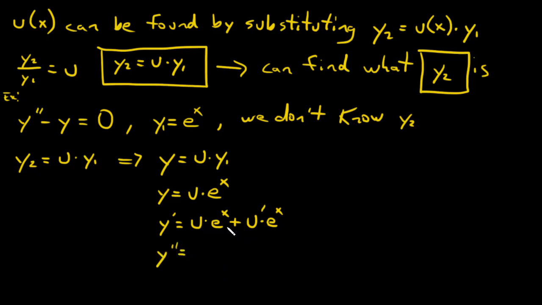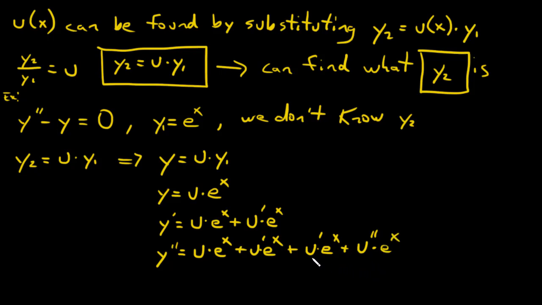Y double prime is going to be, well, we do the same process. First derivative of the second, plus second times derivative of the first, plus first times derivative of the second. I guess I can put the little dots in there, although they're not really needed. And then plus second times derivative of the first, u double prime e to the x. Okay?